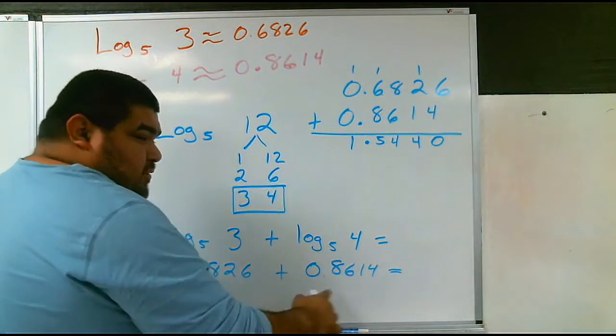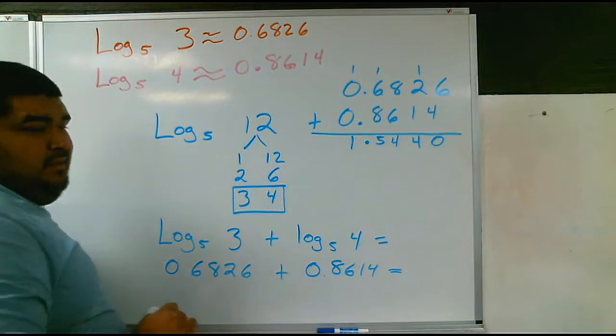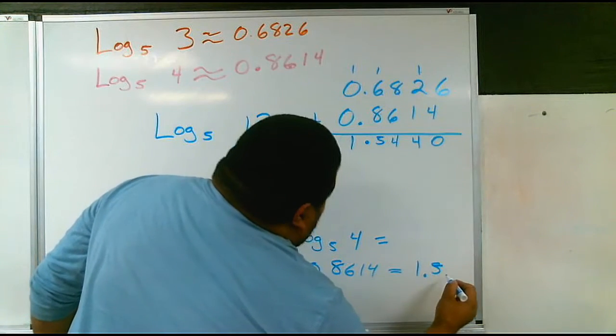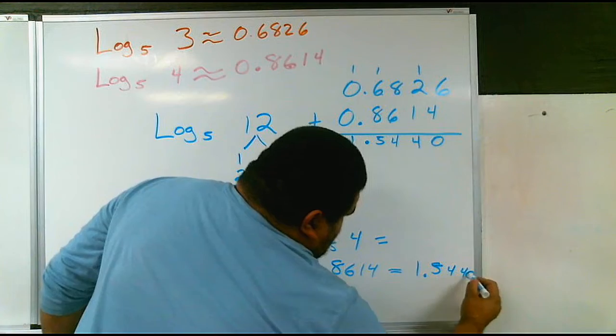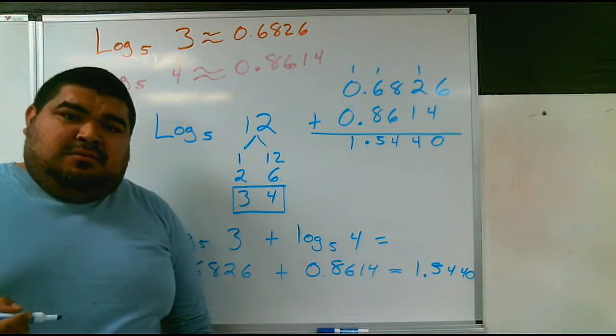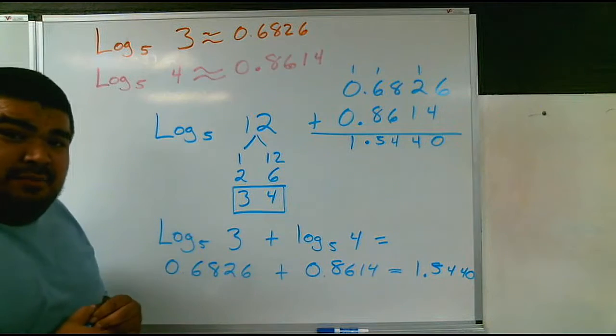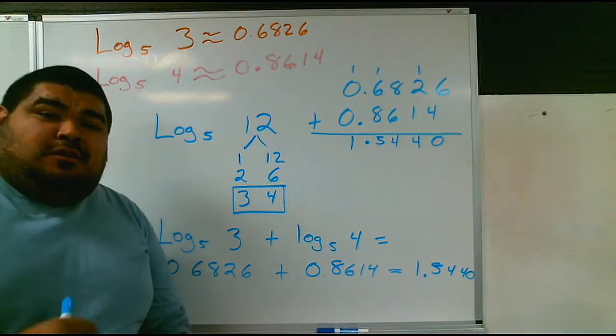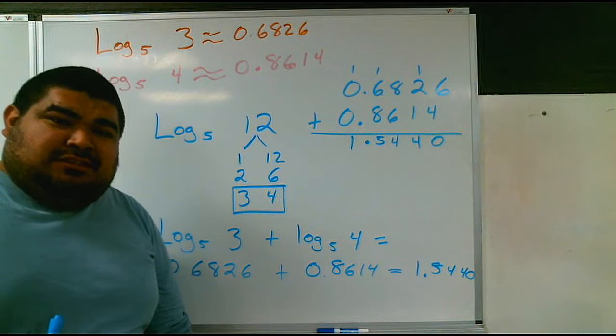So our answer for our problem is 1.5440. And that's our answer. Okay? All right, make sure you write it down on your notes. We're going to do one more, obviously, with division and subtraction next.